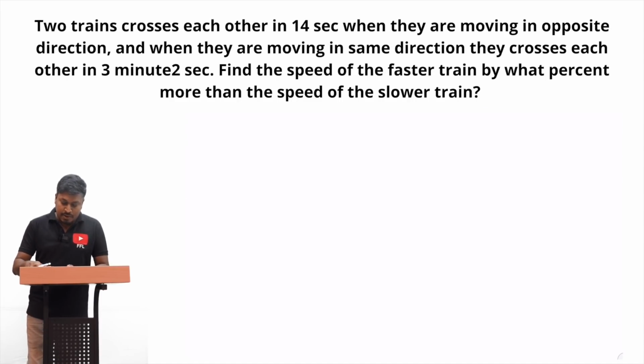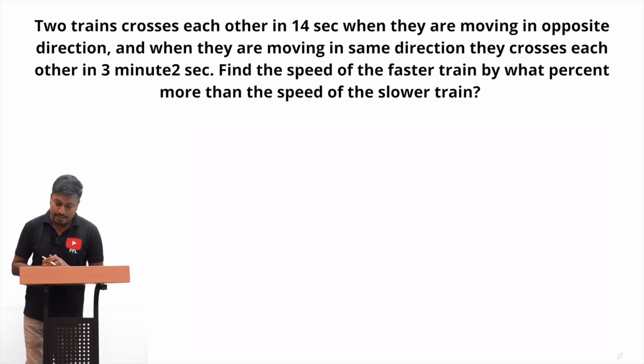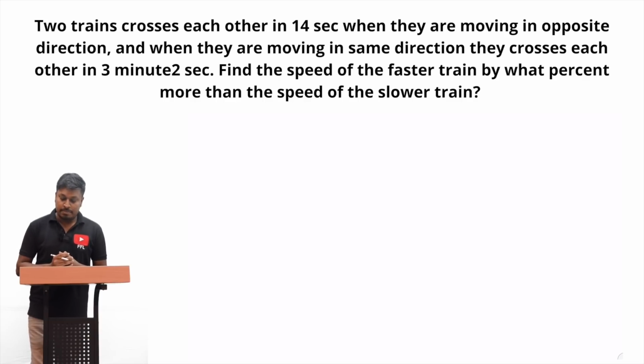Two trains cross each other in 14 seconds when they are moving in the opposite direction, and when they are moving in the same direction they cross each other in 3 minutes 2 seconds. So find the speed of the faster train, what percentage more than the speed of the slower train.